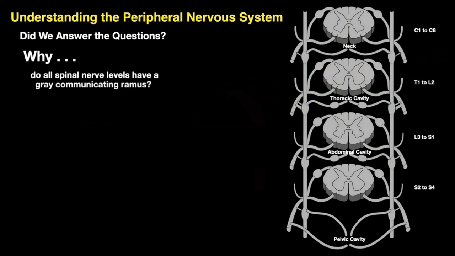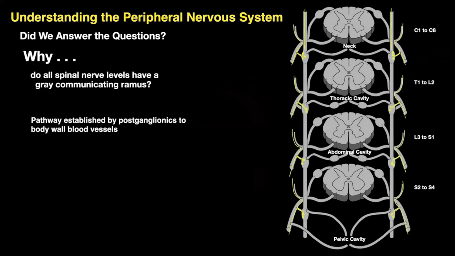Why do all spinal nerve levels have a gray communicating ramus? Well, remember the postganglionics that were seeking the blood vessels that we call the segmental branches of the aorta back into the somite occurred at every level because there was a somite at every level. So you had to send blood vessels into every level. So you had to send postganglionic neurons to innervate those blood vessels. Those are the sympathetic trunk ganglia and the gray communicating rami. That's what the gray communicating ramus is, the path of the postganglionics to the blood vessels.